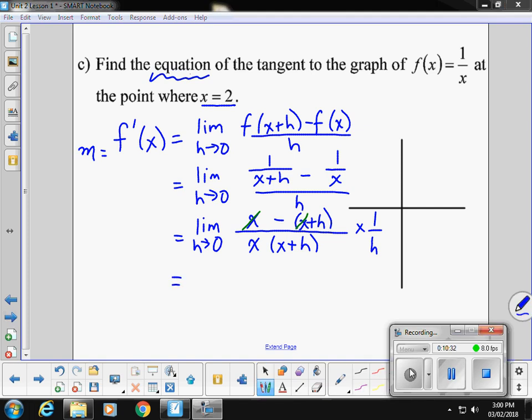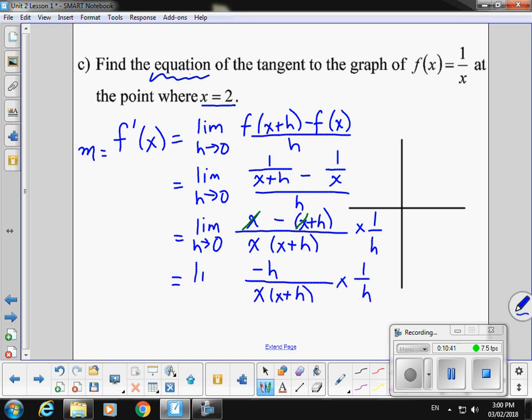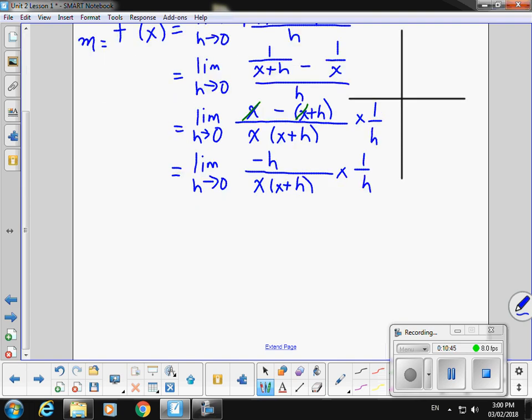I am left with negative h over x times x plus h times 1 over h. I probably didn't need this line either, but I don't want to skip too many. So I have an h in the numerator and an h in the denominator. I can divide out a factor of h from top and bottom. And now I've gotten rid of my 0 over 0 problem. I can put a 0 in for h, and my derivative would be negative 1 over x squared.